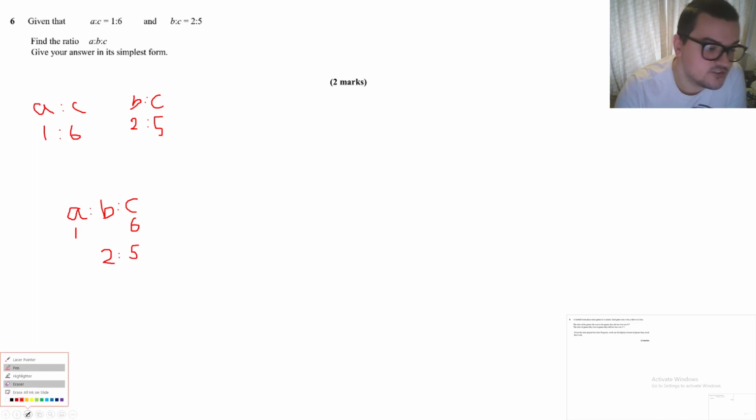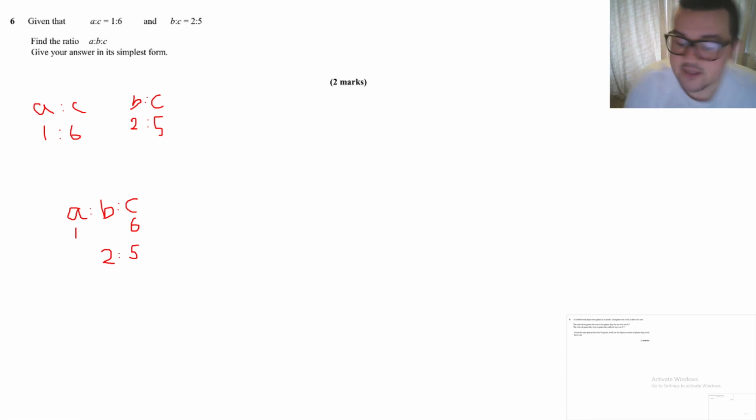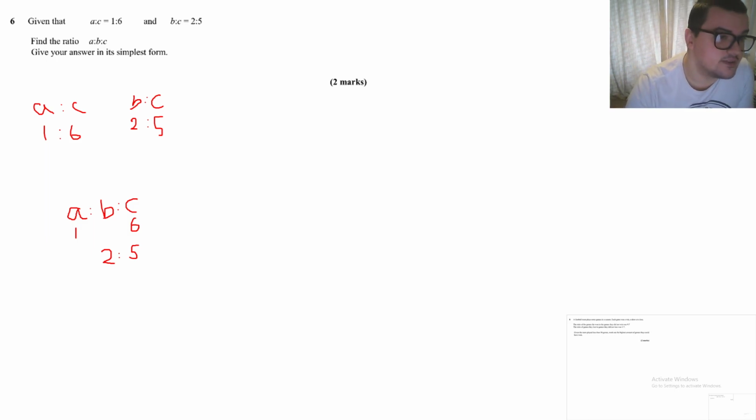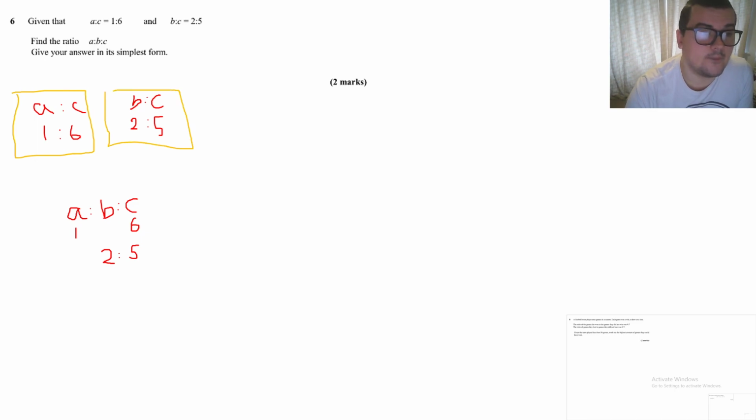And now we want to identify the column that has a common variable. What letter is in both of these? And we can see that it's the letter C. So we highlight this, and we say, what is the lowest common multiple of 6 and 5? Well, if you just multiply them together, we get 30. So let's just multiply this row by 5 and this row by 6.